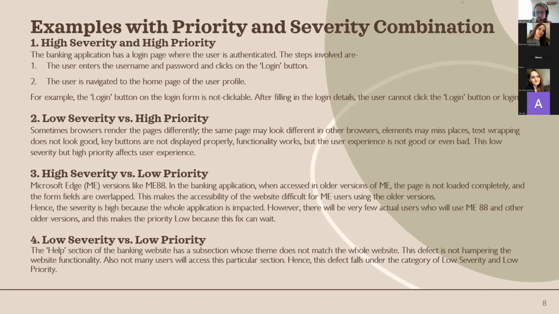Our next example is high severity and low priority. For example, fewer actual users are still using the older Microsoft Edge versions like Microsoft Edge 88. In the banking application, when accessed in an older version of Microsoft Edge, the page is not loaded completely and the form fields are overlapped. This makes the accessibility of the website difficult for Microsoft Edge users using the older versions.